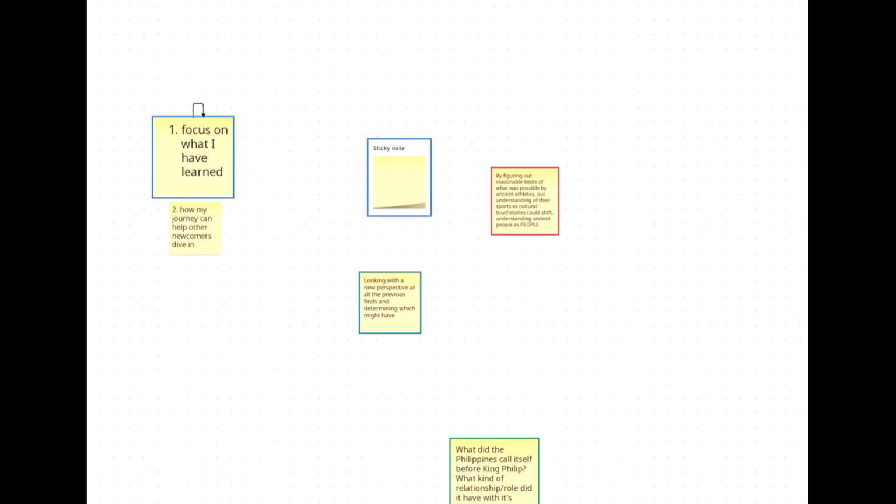Like that, understanding ancient people as people, right? It's easy to lose track of that kind of human element. Selling this in terms of impact on newcomers, if that's a relevant audience, is definitely a good one.